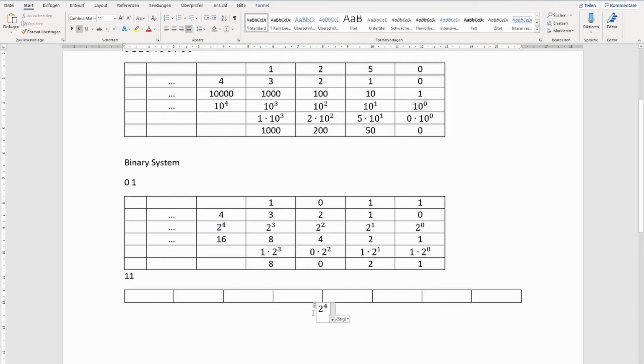Yeah? So remembering what is the maximum number of an 8-bit binary number, it's of course 2 raised by the power of 8. Yeah? And that's 256. Yeah? 1, 2, 4, 8, 16, 32, 64, 128, 256.